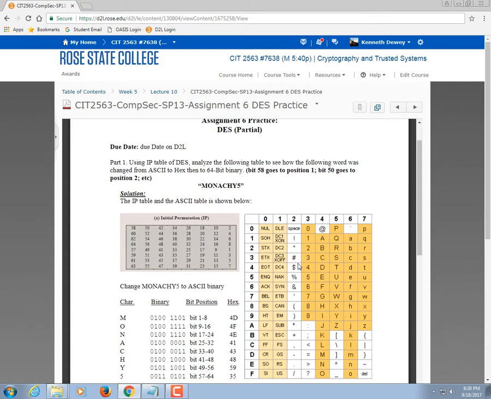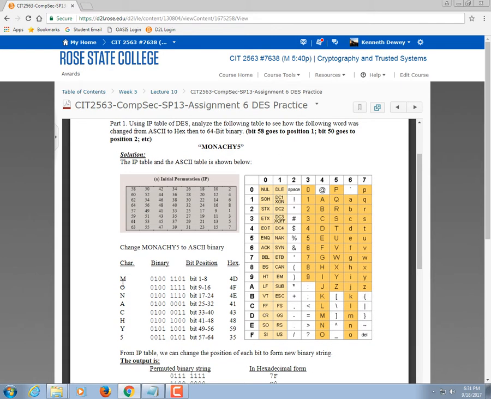Here's the practice. I give you the initial permutation table. So bit 1, and it's very important to read this one, because this is actually backwards. But this was written by somebody else originally. So it's very important you understand this part here. Using the IP table of DES, analyze the following table to see how the following words change from ASCII to hex. So bit 58 goes to position 1.